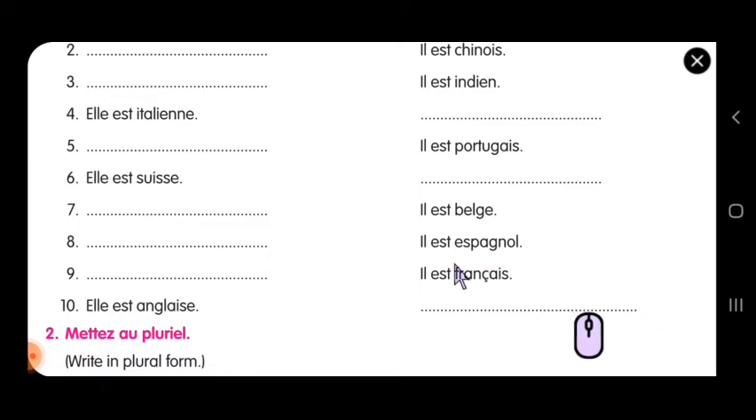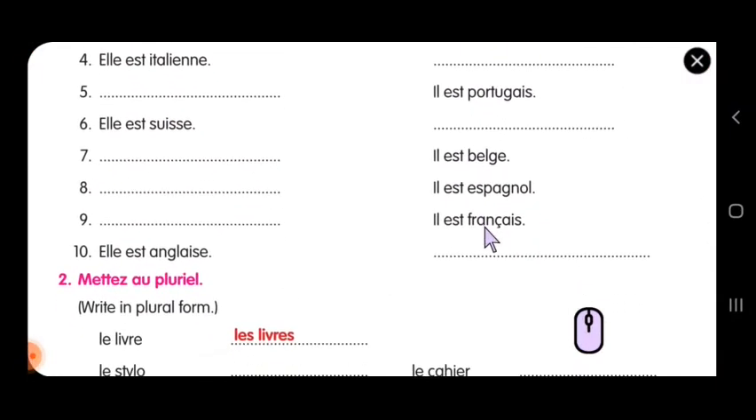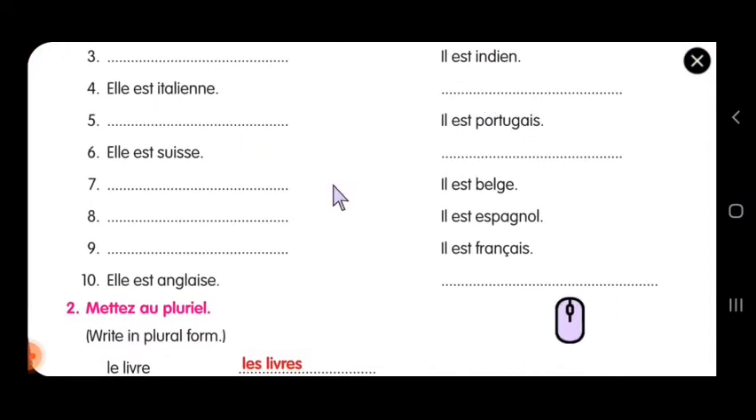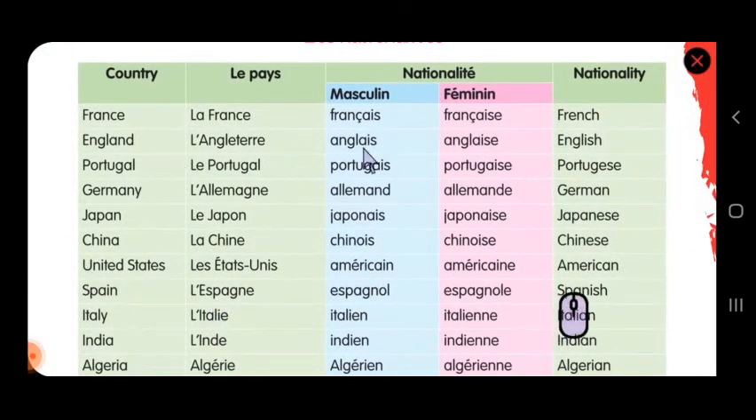And these three are easy. Il est espagnol. If you see the eighth one, let me show you the answer for espagnol. Elle est espagnole. What I'm showing here is the answer. The next is il est français. So elle est française. Here is the answer. And the last one, anglaise. Elle est anglaise. For this one, il est anglais. So that is it.